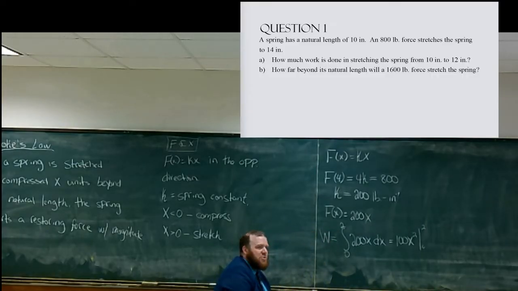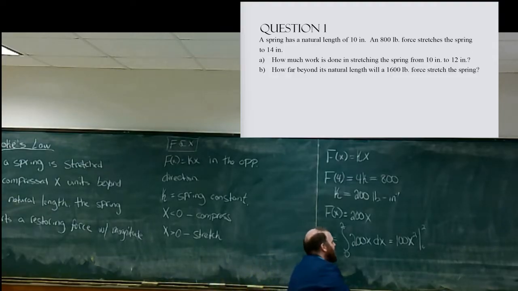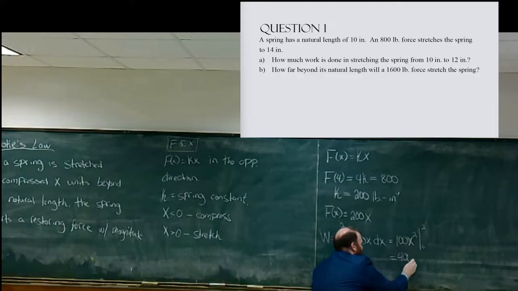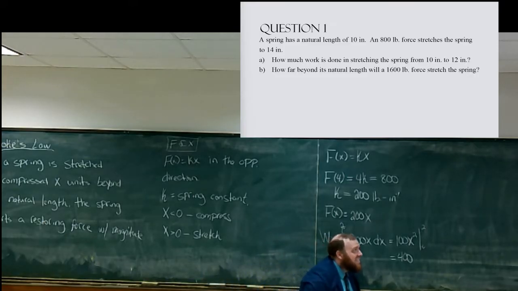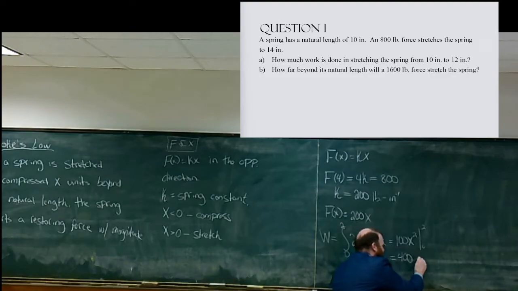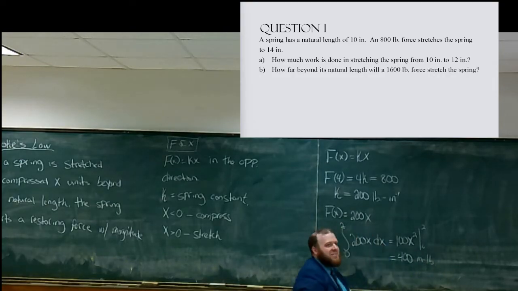100x squared from 0 to 2. That's 400. What would the units be? Joules? This is not SI. Sadly. The inch-pound.